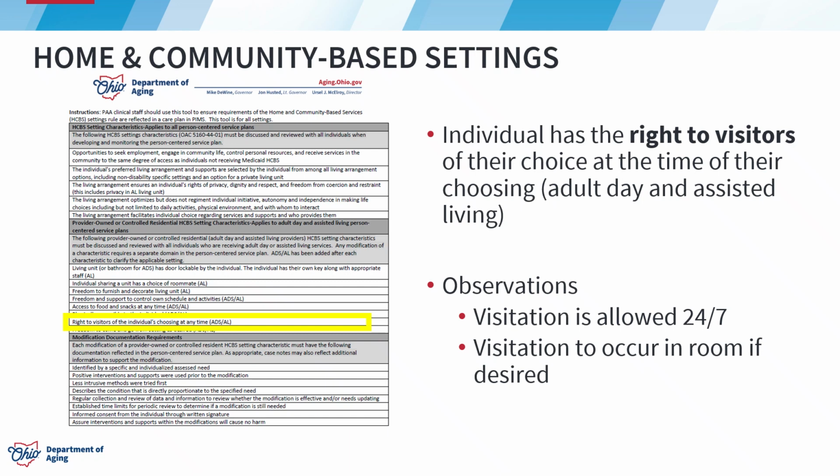Again, if you see signs when you're visiting somebody at either setting types, adult day or assisted living, that say visiting hours from 9 to 5, that's a problem. That's a violation of the setting requirement, and we would ask that you notify the PAA provider oversight staff or talk to the provider directly. But again, please establish those internal processes with PAA leadership as appropriate.